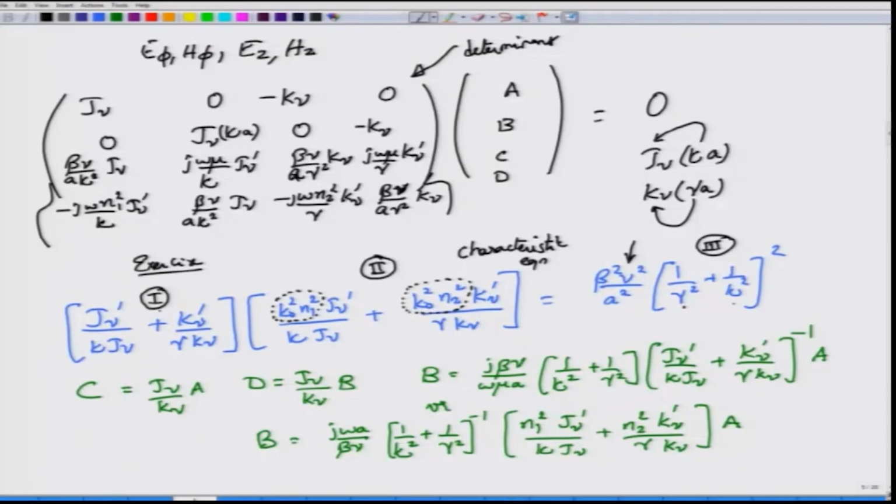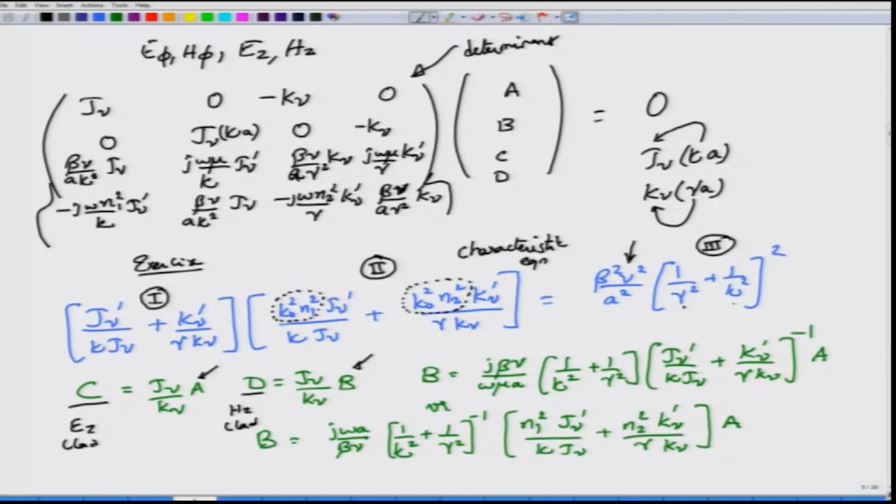So, it is really complicated, is what I want to emphasize. There are a couple of additional relationships that you need to know. You can see that C and D, which are the amplitudes of the electric field in the cladding, and D, which is the amplitude of the magnetic field in the cladding, are not really independent, but they can be related to the amplitudes in the core itself.